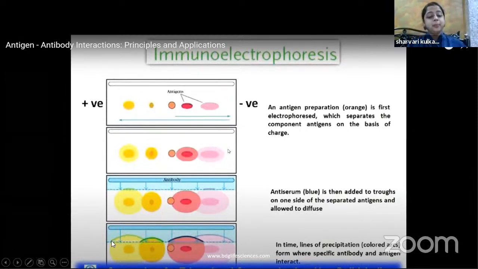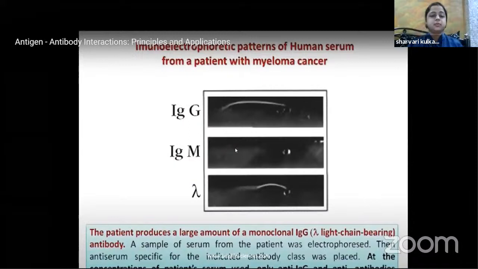Now, at the place where the antigen and the diffusing antibody meet, it will form a precipitation ring or these curves. These curves indicate the antigen antibody interaction. Most of the time, these immunoelectrophoretic patterns are used to study cancer. You can see here this precipitation curve in 3 different cases: IgG, IgM, and lambda.